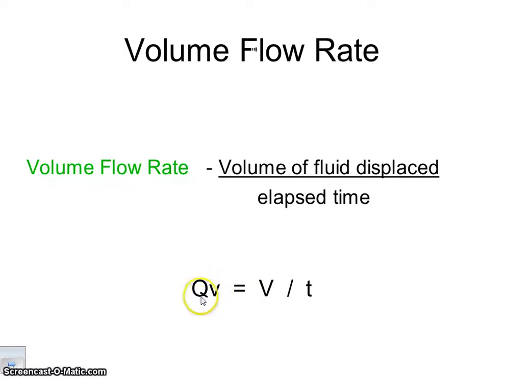Q is flow rate, and then the V here shows you what type of flow rate, because there are many different types of flow rate. And then your capital V here is going to be your volume, and your T is going to be time.